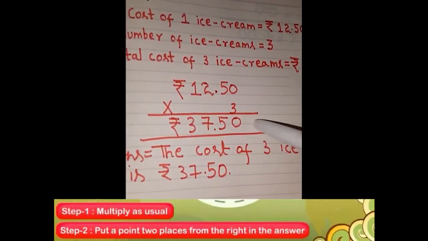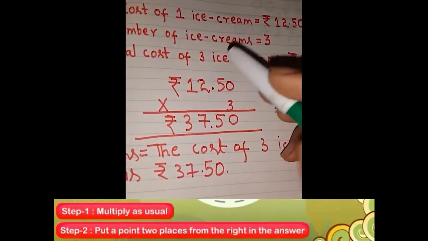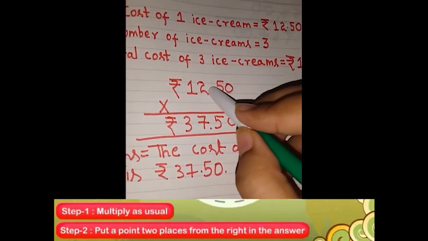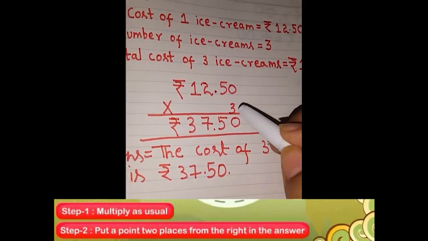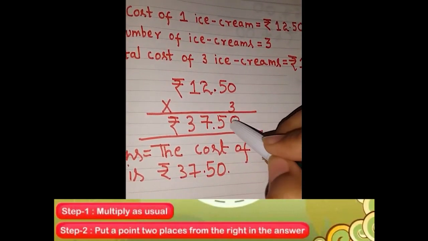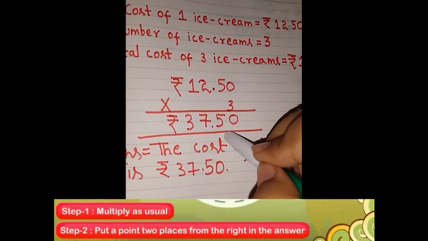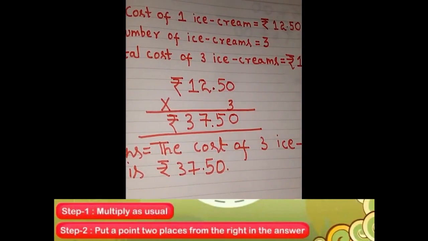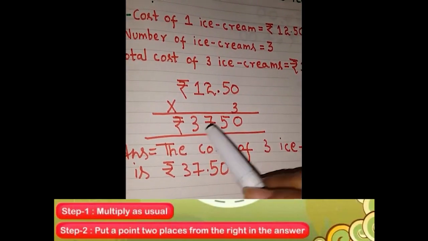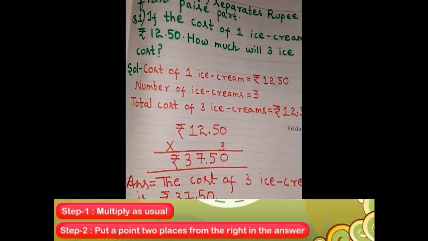After doing the multiplication, what are we supposed to do? We will check the multiplicand. We have the dot just after 2 digits from the right side. In the same way, we are going to put the dot just after 2 digits from the right side in our product. So here 12 rupees 50 paise is the multiplicand, 3 is the multiplier, and the product which we have got is 37 rupees 50 paise. So the cost of 3 ice creams is 37 rupees and 50 paise.